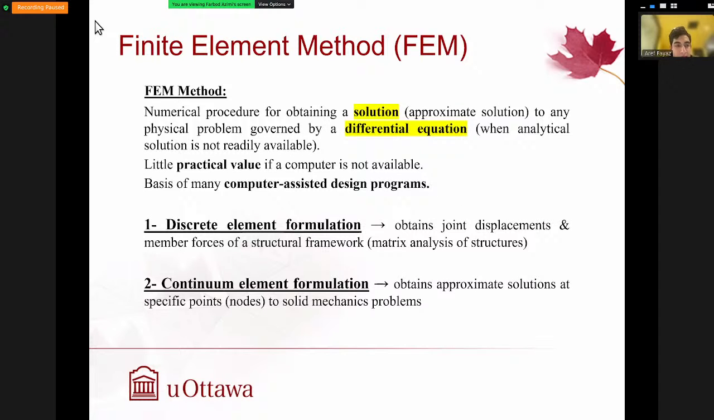The finite element method is a numerical procedure for obtaining a solution, or otherwise an approximate solution, to any physical problem governed by differential equations. Now, this is only when analytical solutions are not readily available. We are going to be discussing discrete element formulation as well as continuum element formulation. In the discrete element formulation, we obtain joint displacements and member forces of a structural framework in terms of a matrix analysis. And in the continuum element formulation, we obtain approximate solutions at specific points or nodes. And moving on.